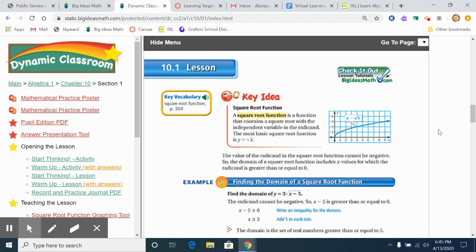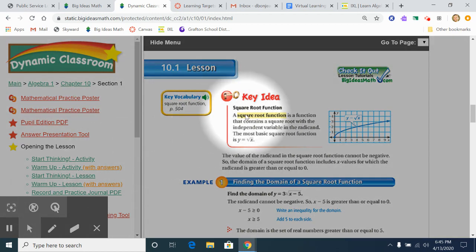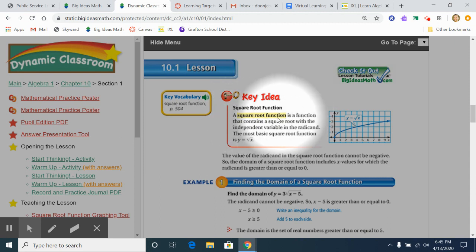So let's start off by just reading. A square root function is a function that contains a square root with the independent variable in the radicand, and the most basic square root function is y equals the square root of x, which they give us a graph of right here. Independent variable in the radicand means that x, or an expression containing x, is underneath the square root symbol. That's what they mean when they say the independent variable is in the radicand.